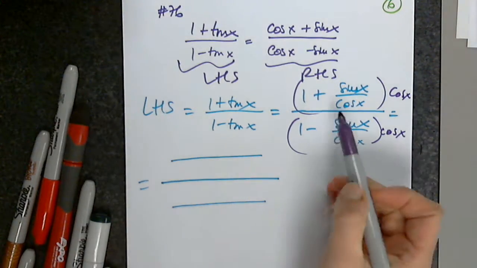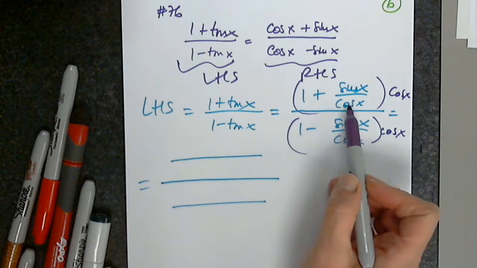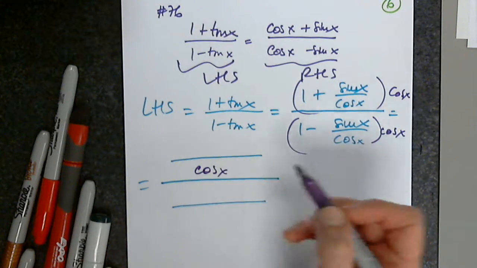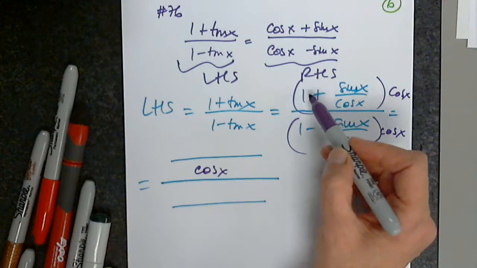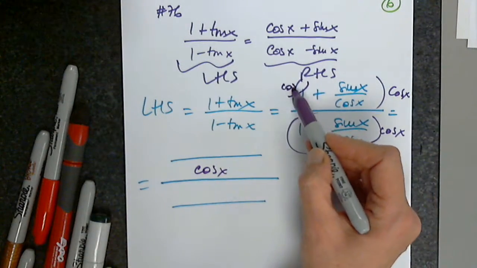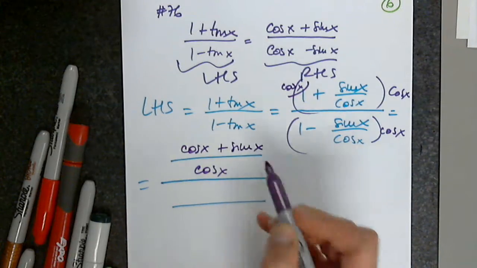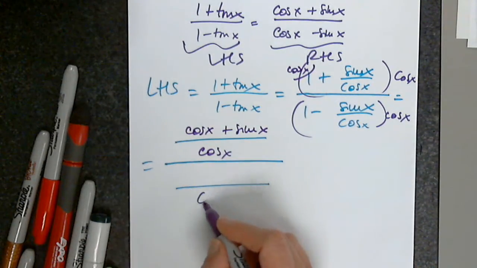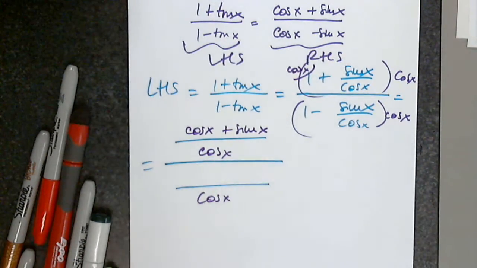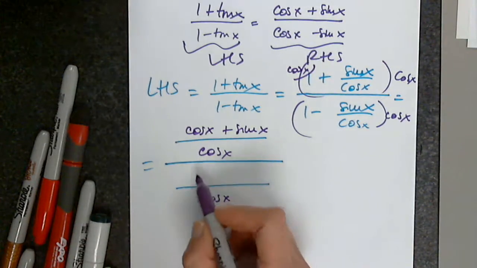Okay, so what is the least common denominator here? What do I change this into? Because I have to multiply it by cosine, right? Yes, so the top is cosine plus sine. And now the denominator is cosine x. And what will be the numerator in the denominator? Yes.